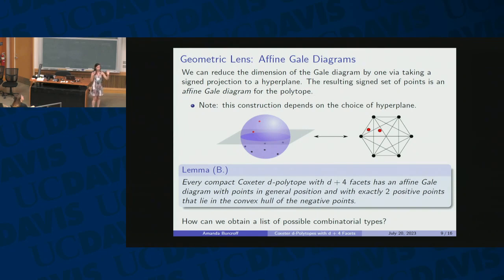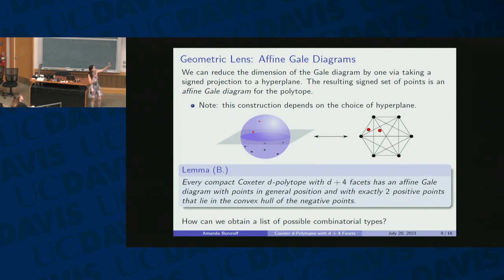Now, we can actually reduce the dimension of this picture by 1 more by taking a signed projection to a hyperplane. That is a projection where we keep track of which side of the hyperplane these points came from. And through this, we obtain an affine Gale diagram for our polytope, though note that this construction depends highly on which hyperplane you choose. And one thing that we can show is that the affine Gale diagrams of the polytopes that we're interested in are rather limited.